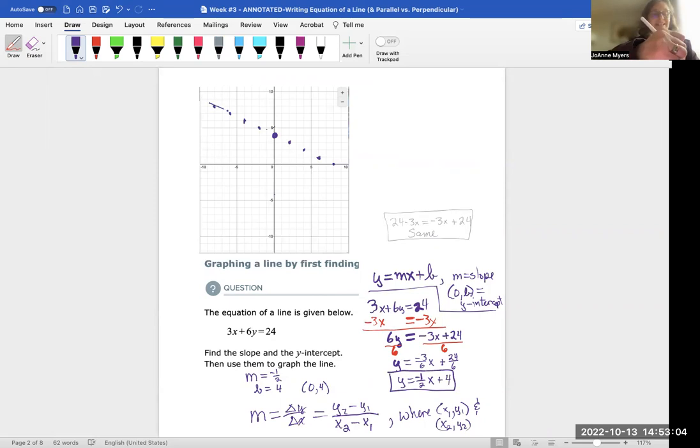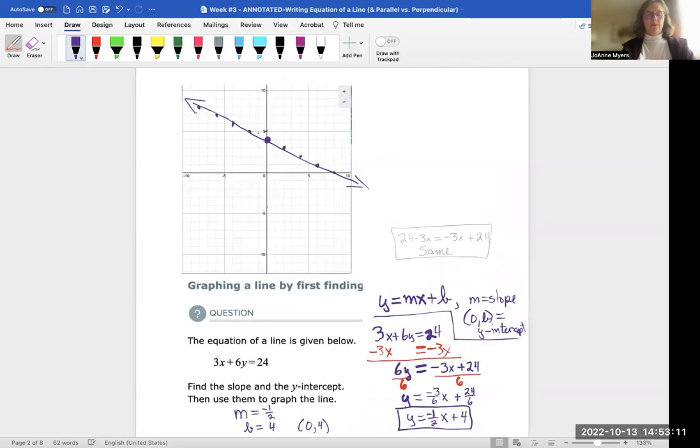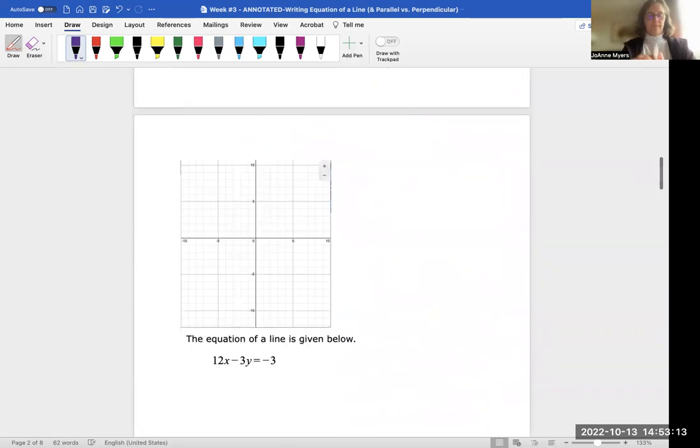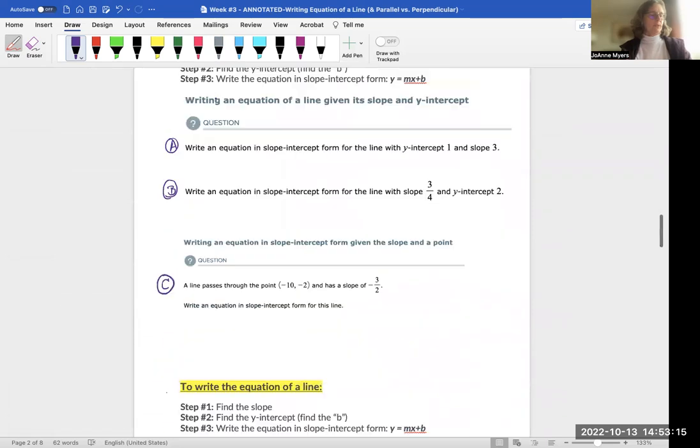And they want me to graph the line. Alex, make sure you know how to use the graphing feature. And there you go. All right, and these examples are the same.